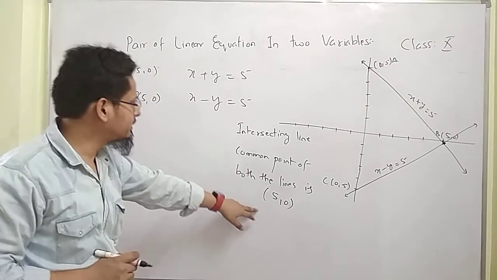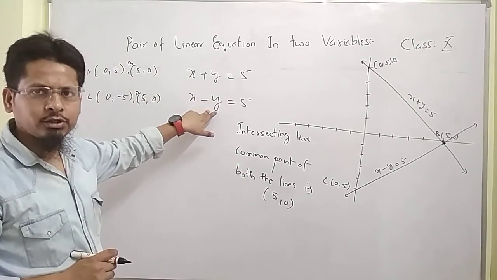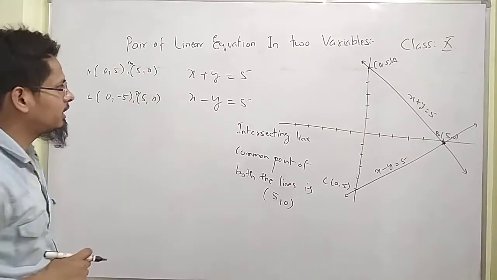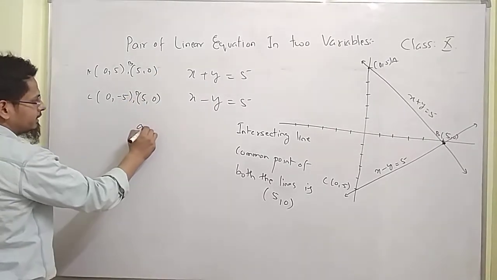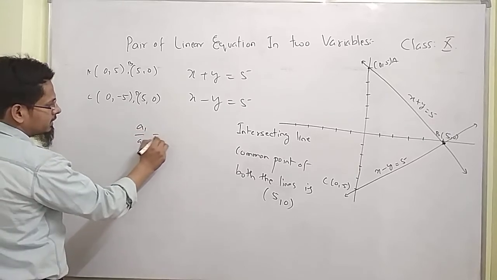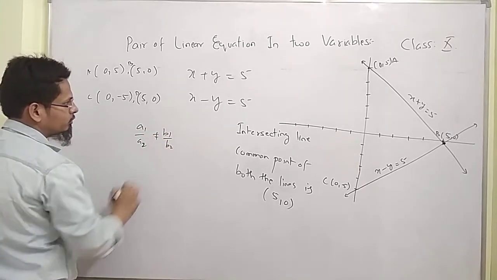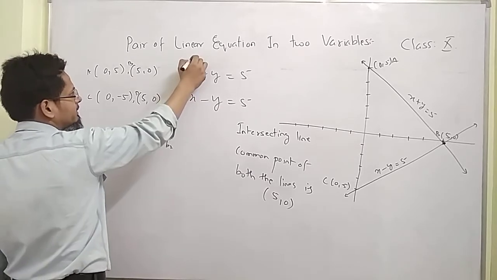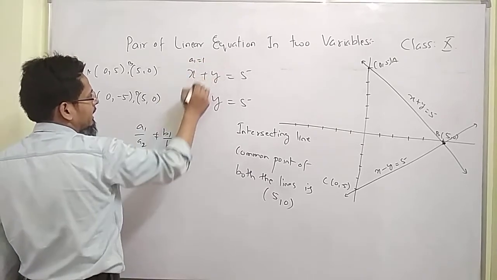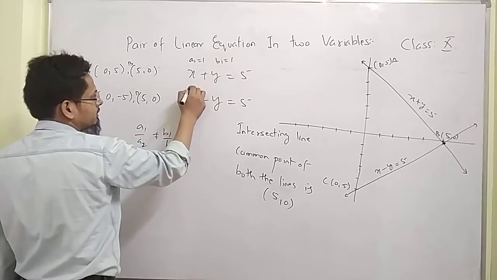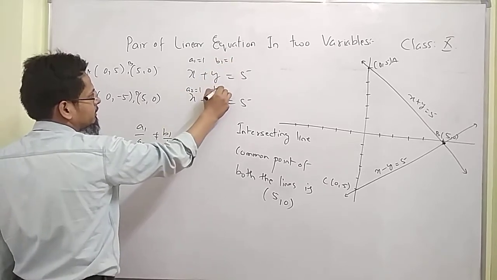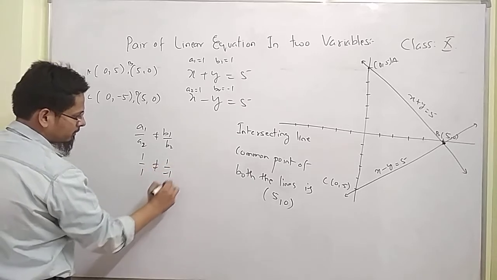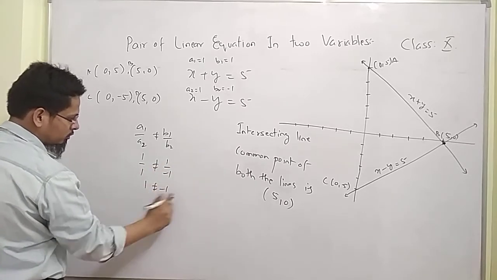So this solution satisfies both the equations, and even if you compare these equations by the condition of intersecting, the condition was a1 upon a2 does not equal b1 upon b2. Here a1 is 1 and b1 is 1, a2 is 1 and b2 is minus 1. Now putting here, 1 upon 1 does not equal 1 upon minus 1, so 1 does not equal minus 1, it is true.